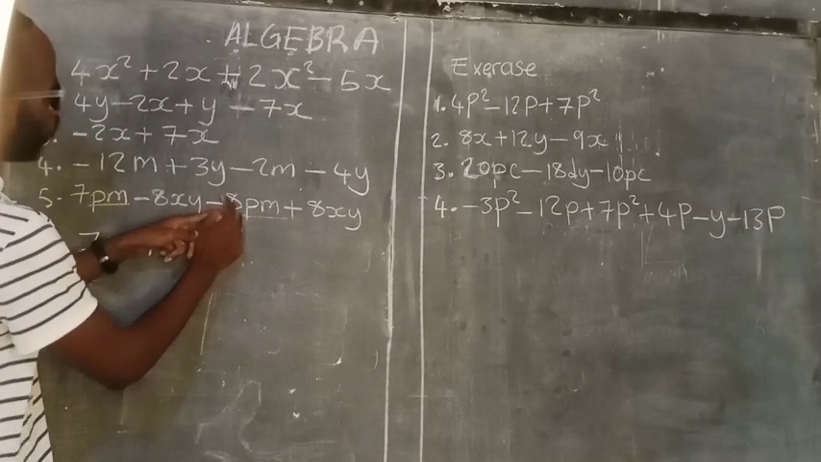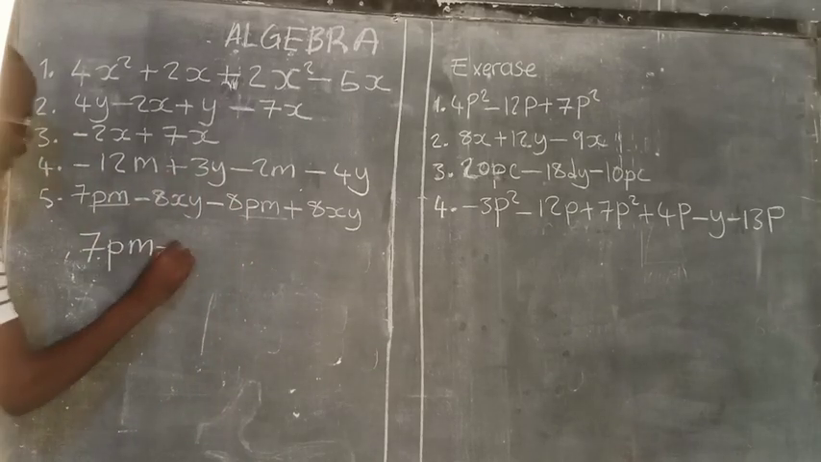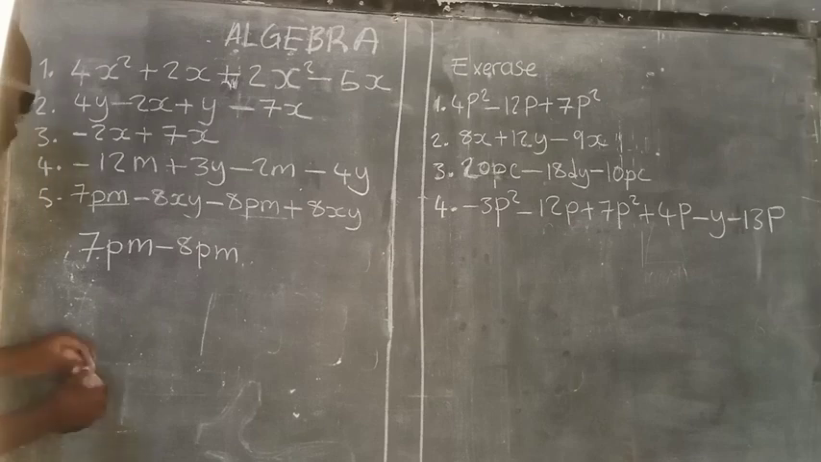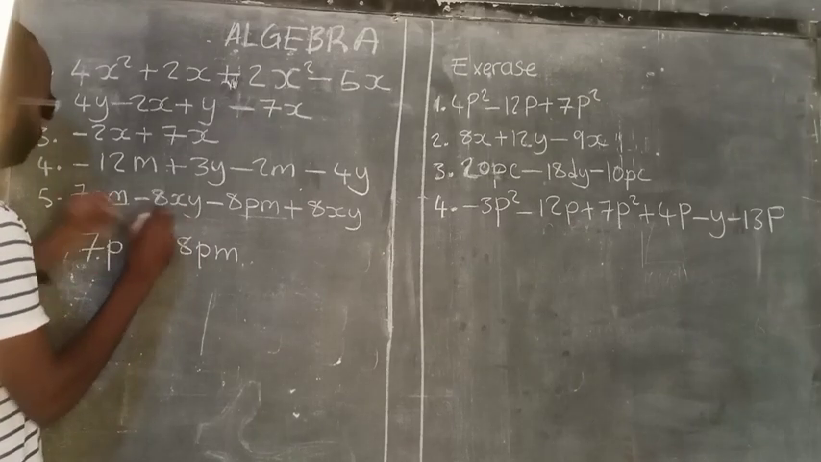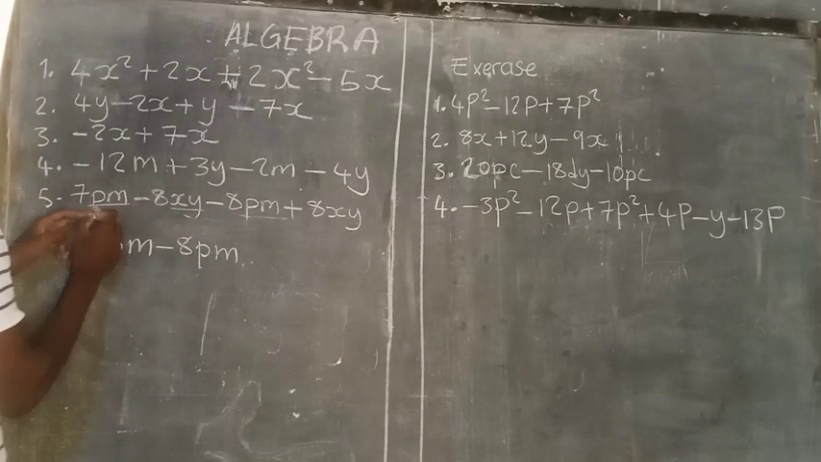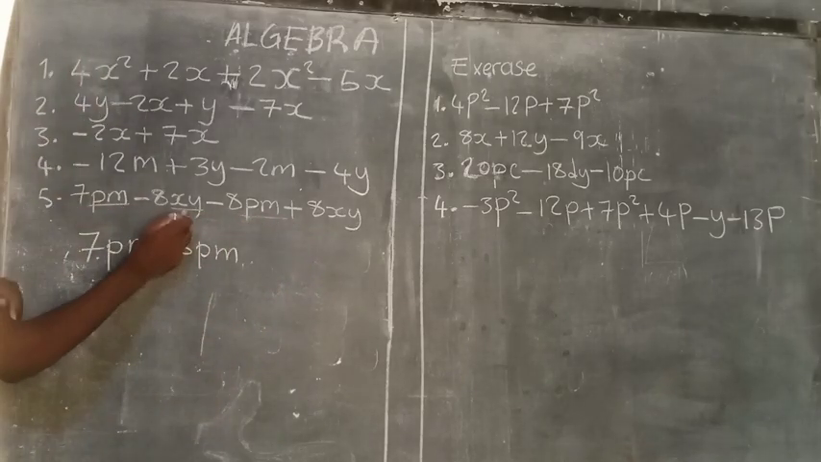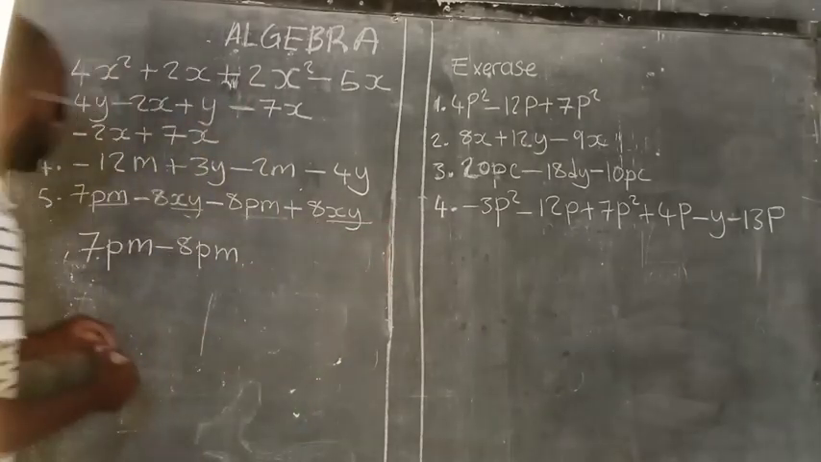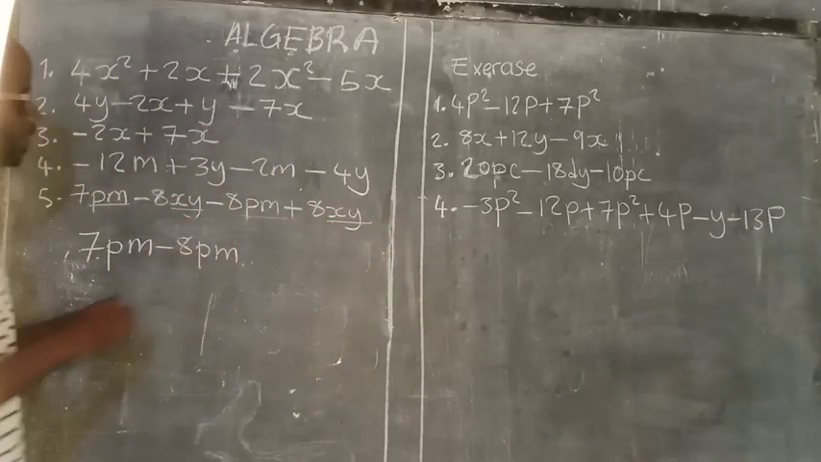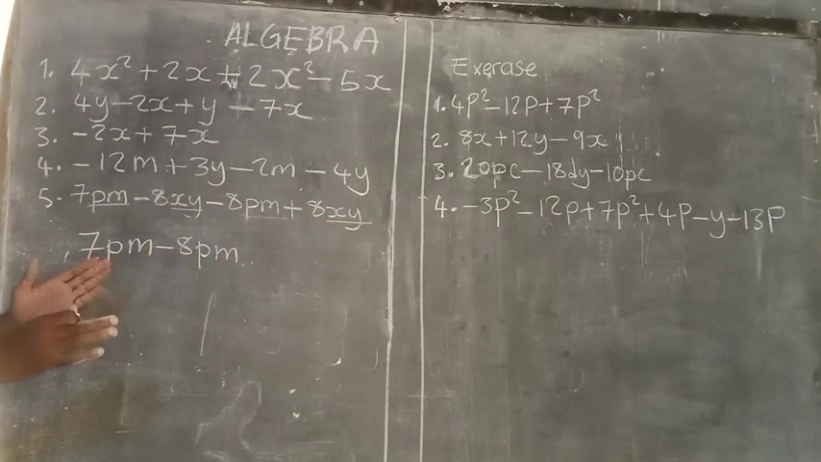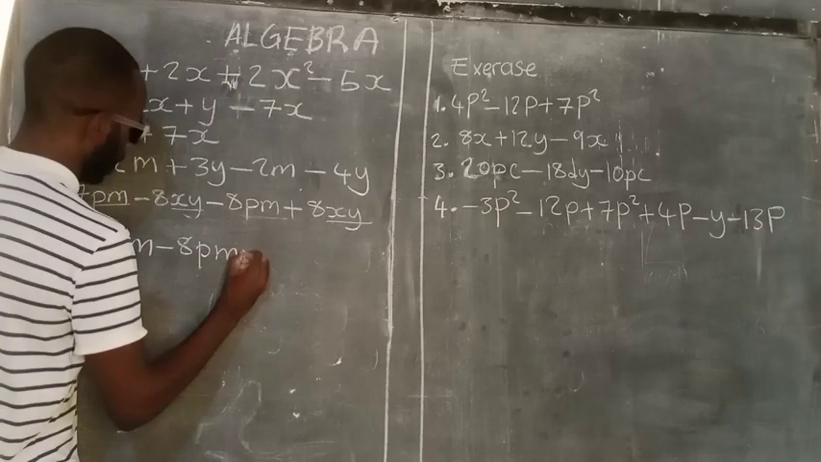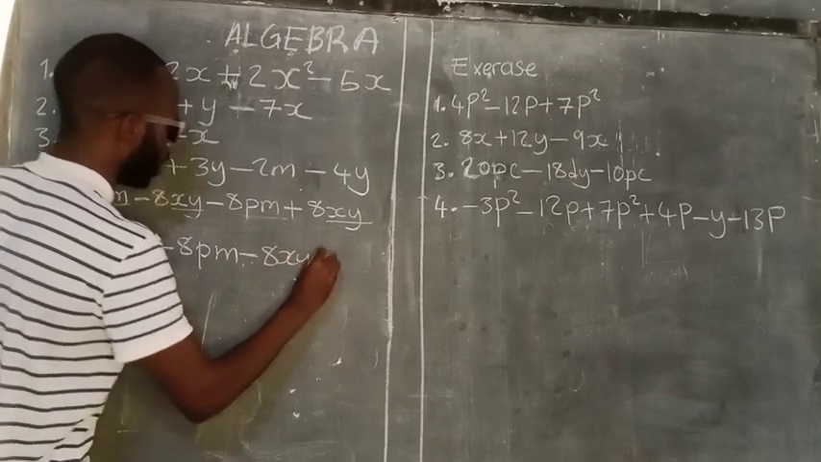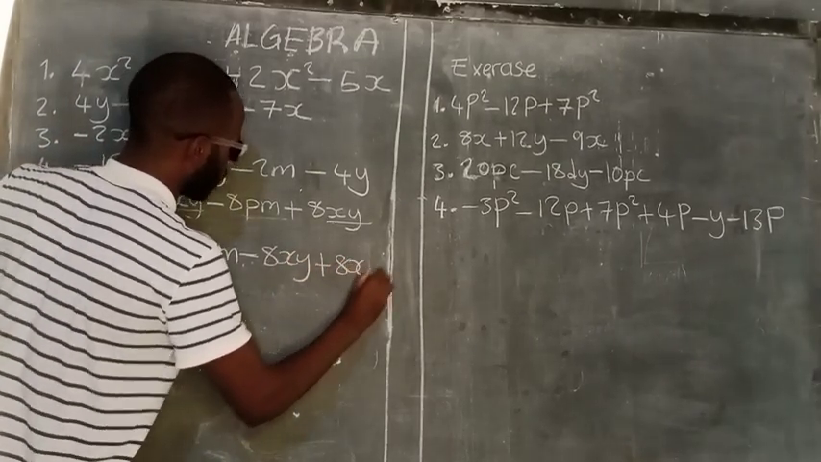We have this together with the sign in front. Negative 8PM. Now, xy. Do we have any other xy in this expression? Let us try to find xy. Yeah. So here, this is xy. So xy, xy. These are like terms, exactly the same. Let us put them together. Negative 8xy plus 8xy.